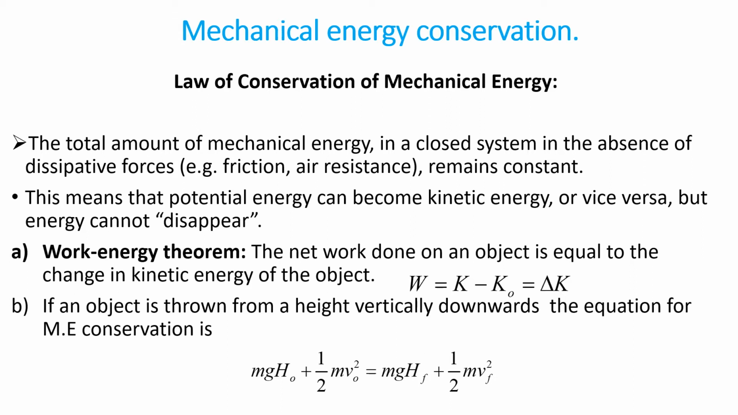in a closed system, a key point, in the absence of dissipative forces, another key point, like friction and air resistance, remains constant. So the closed system is a system where there is no external interaction. In such a system, we don't involve external interaction.